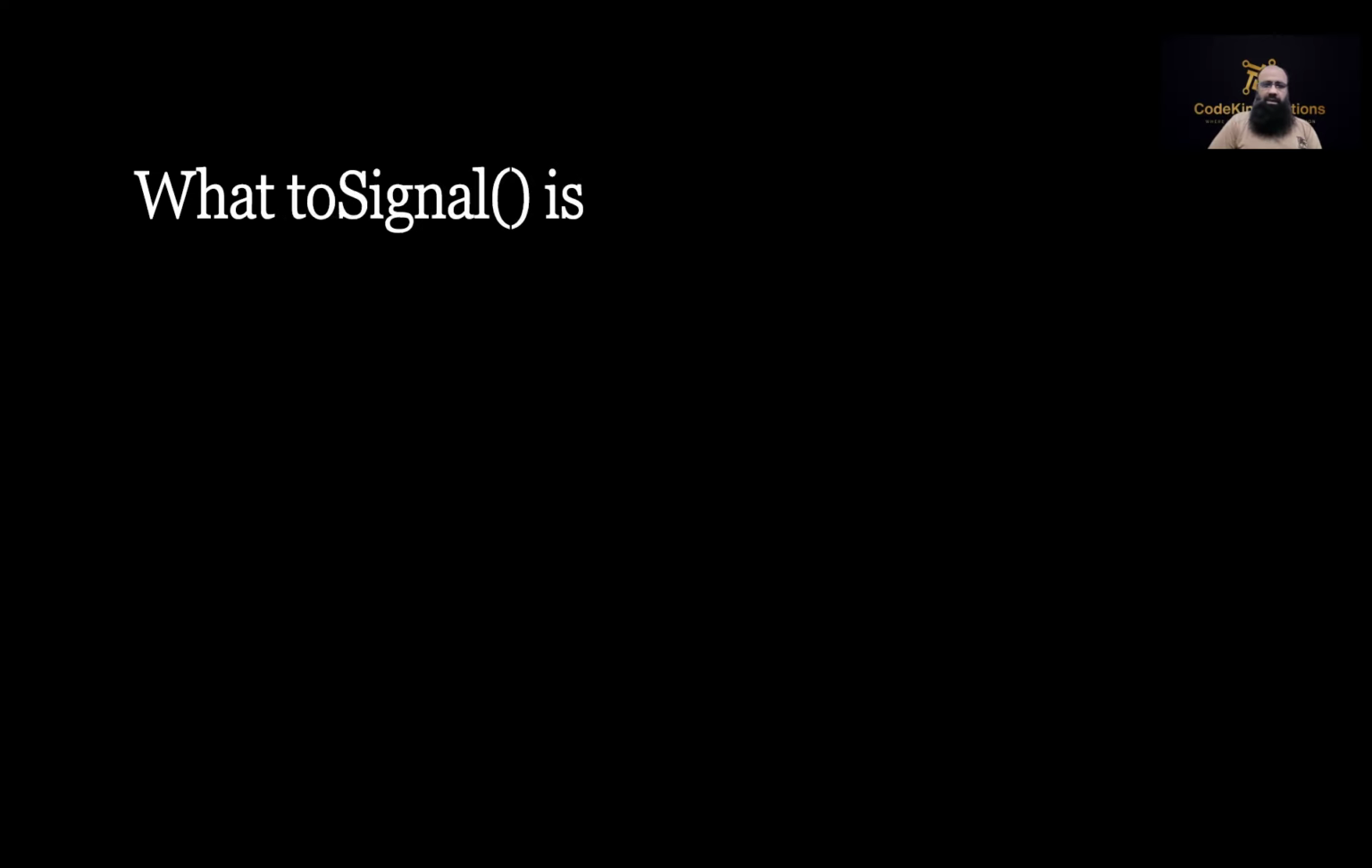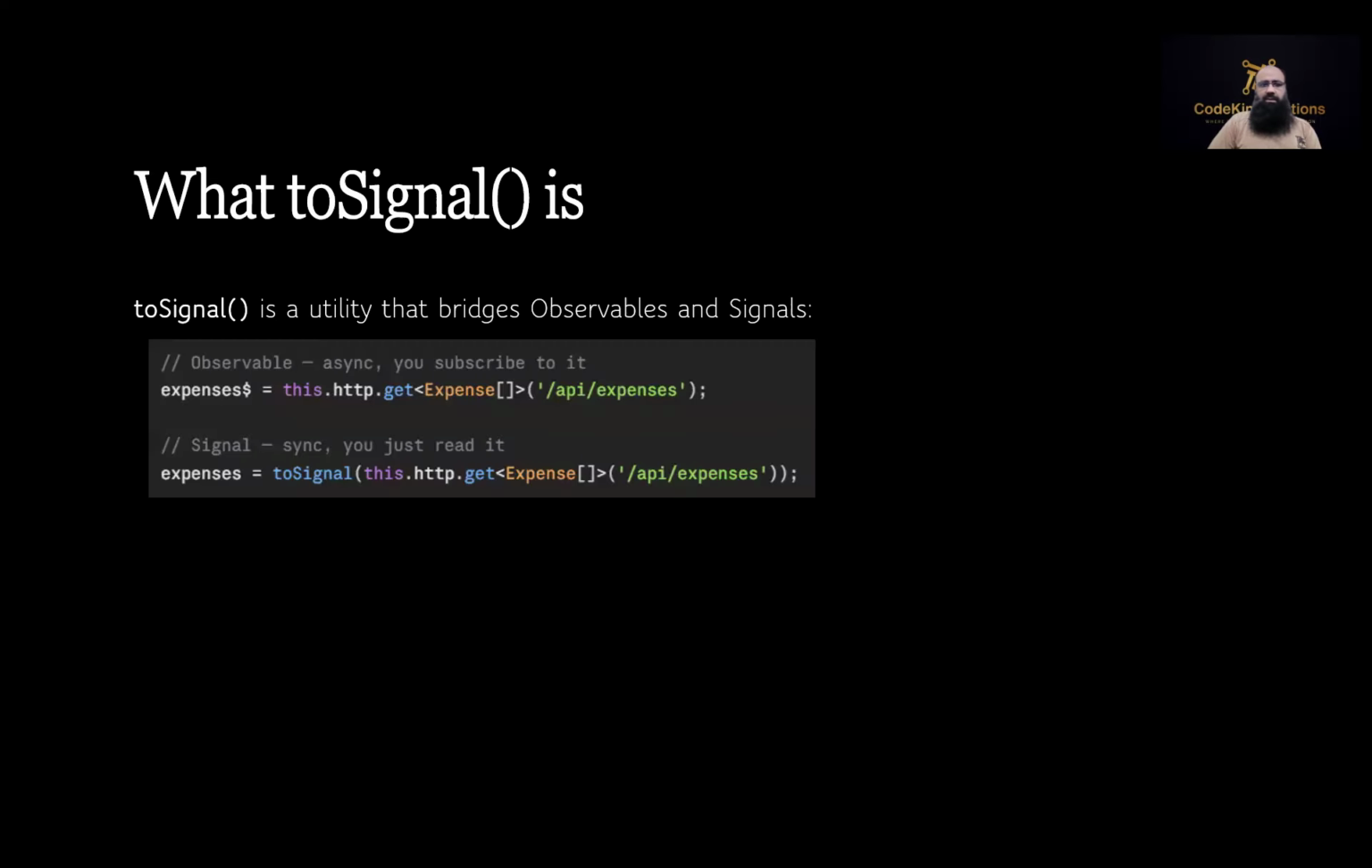So let's quickly discuss what toSignal is. toSignal itself is a utility that bridges observables and signals. So what does it do? You can quickly see on our first line of code, we have an observable which is being returned by the get call to an HTTP API server. So basically, we are initiating an HTTP get call on the API expenses, and we are getting an observable. And what we are doing is converting this to a signal. So this is the difference.